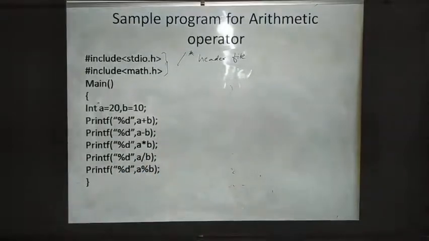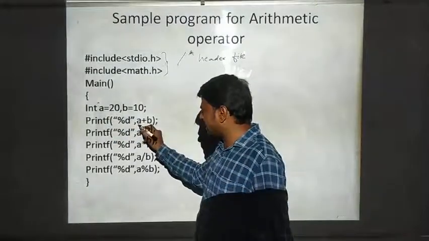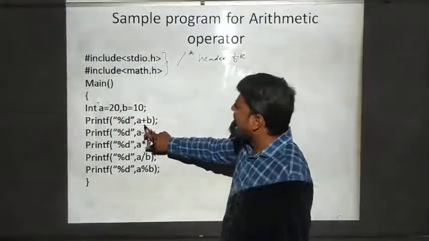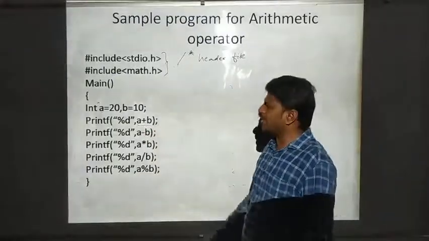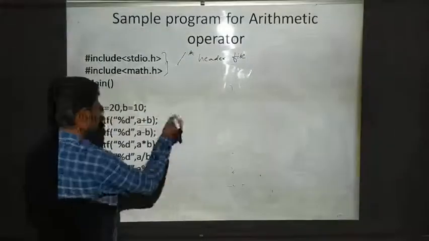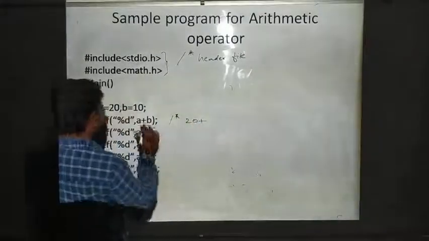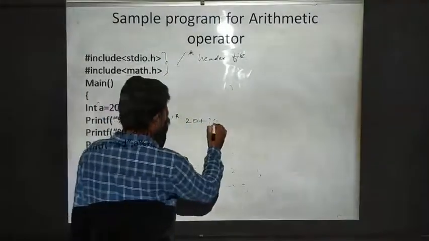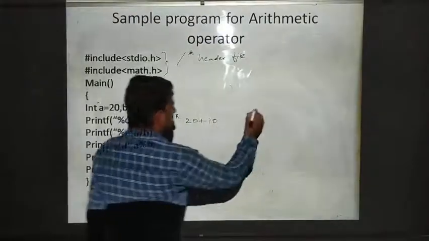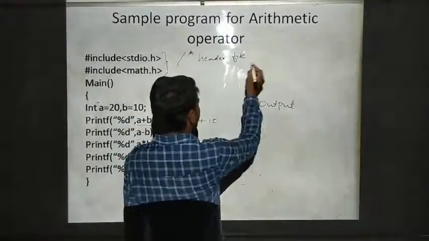By seeing that program, you can understand that we are printing with printf percentage d. We are giving the operation directly here. What is the operation? Arithmetic addition, right? What are the values we have given? a is equal to 20, plus b is equal to 10.